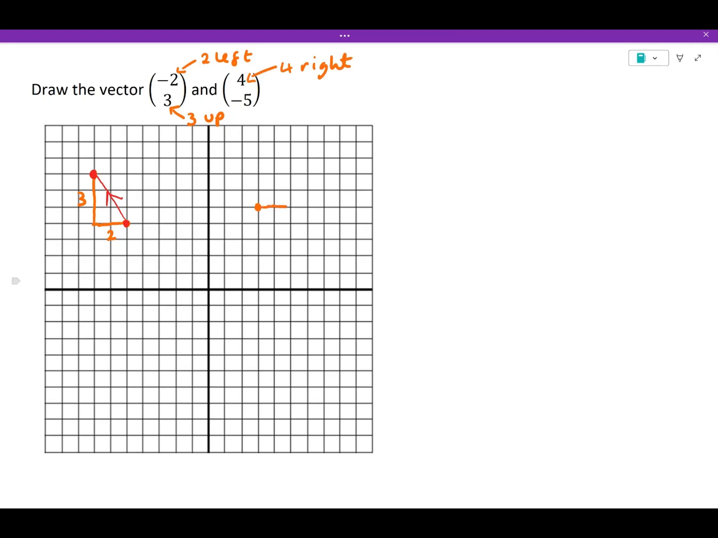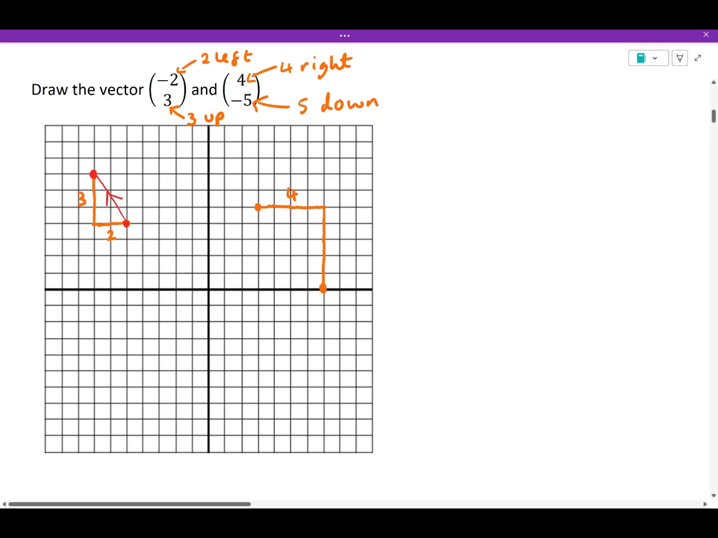So 1, 2, 3, 4, like that. I'm just going to write a 4 here. And then the -5 represents 5 down. Okay, so from where I ended up, I'm now going to go 5 down. So 1, 2, 3, 4, 5. And I end up here. So we got our start point and our end point.